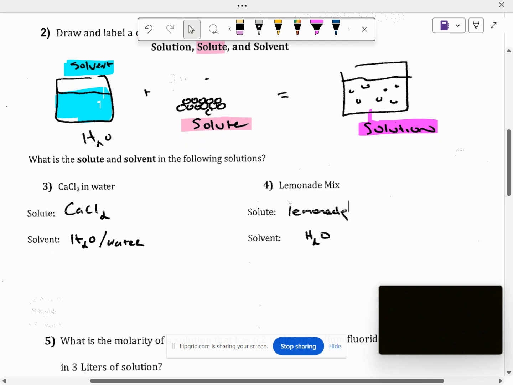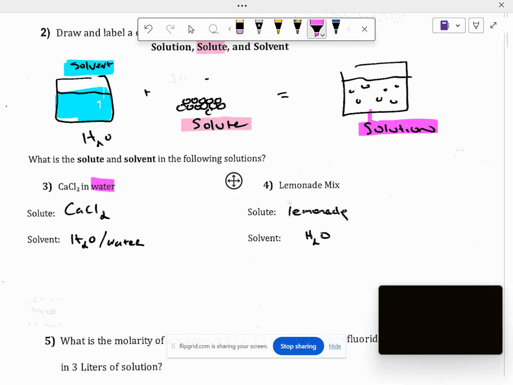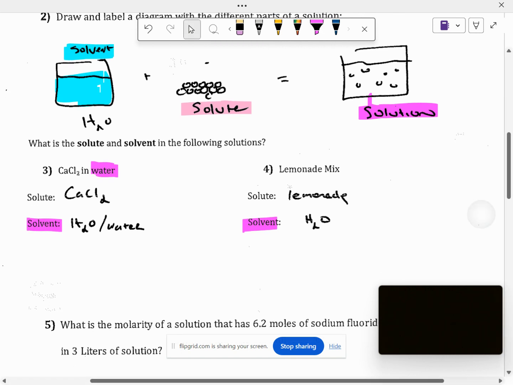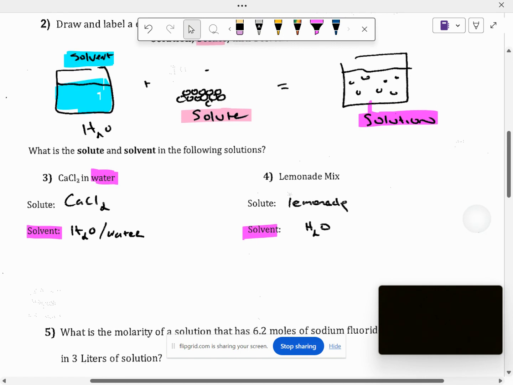And just a couple more questions about that, right? Water will always be the solvent, whatever's doing the dissolving. So if you're making lemonade, the solid is the lemonade, the solute, and then in the case of this one too, calcium chloride for number 3, right? So that just walks you through the terms. That's just on the front page of your notes as well.